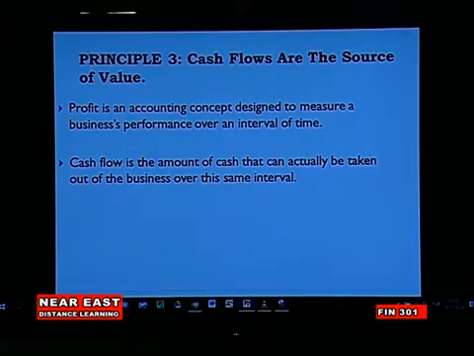Principle 3: cash flows are the source of value. Now, profit is an accounting concept designed to measure performance over an interval of time. For example, for 1 year or 3 months, we need to measure the performance. The profit gives us the highlight of the performance. We can evaluate the performance, whether there is a profit or a loss.